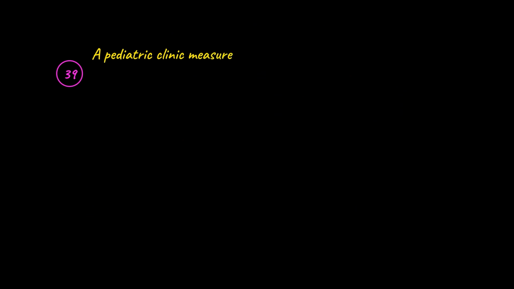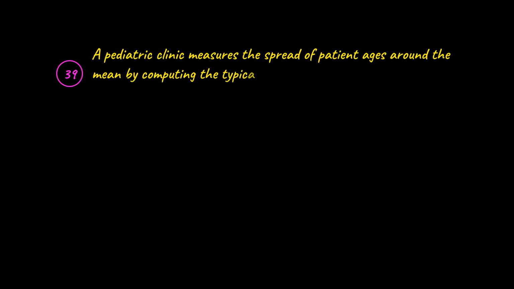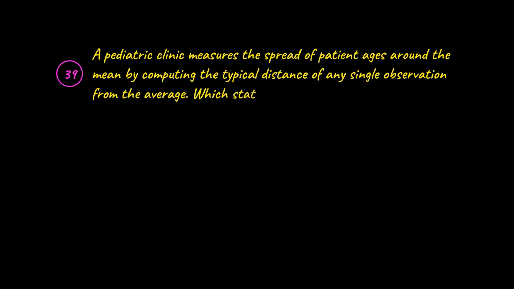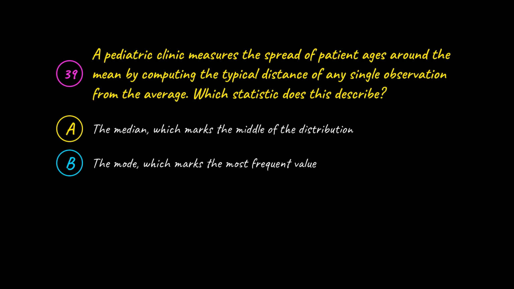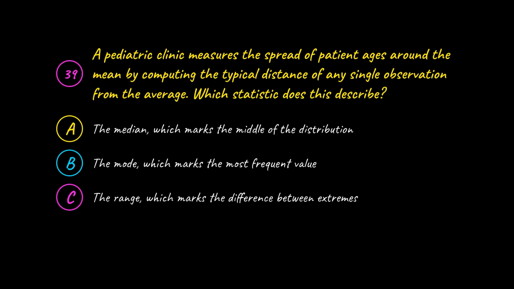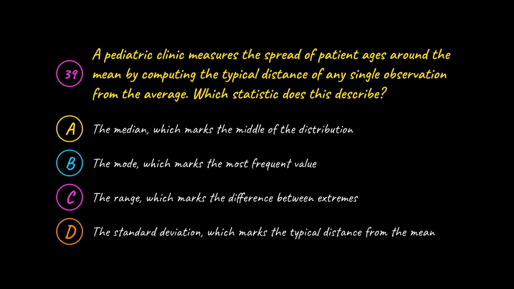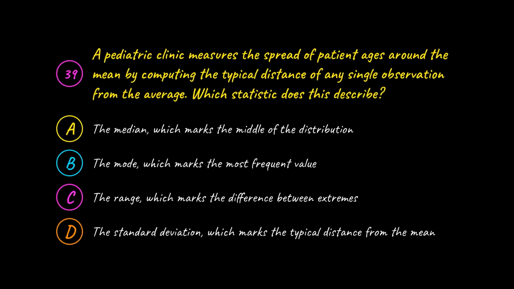Question 39. A pediatric clinic measures the spread of patient ages around the mean by computing the typical distance of any single observation from the average. Which statistic does this describe? Your options are A. The median, which marks the middle of the distribution. B. The mode, which marks the most frequent value. C. The range, which marks the difference between extremes. D. The standard deviation, which marks the typical distance from the mean. Don't overthink it. Which one feels right?